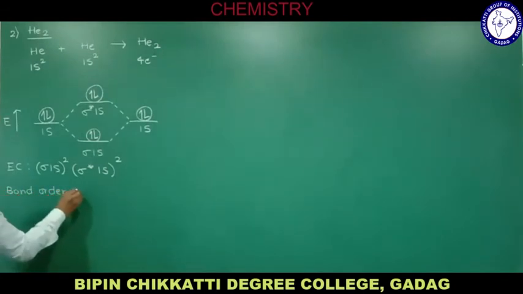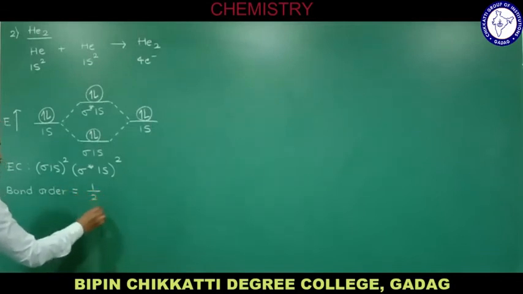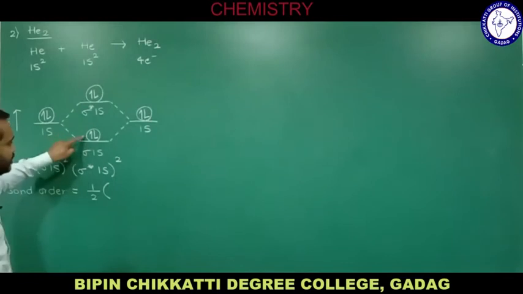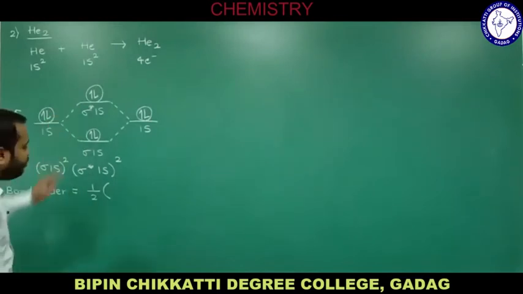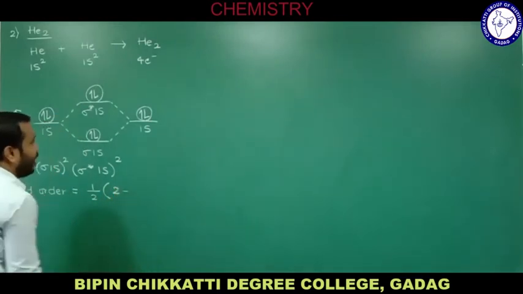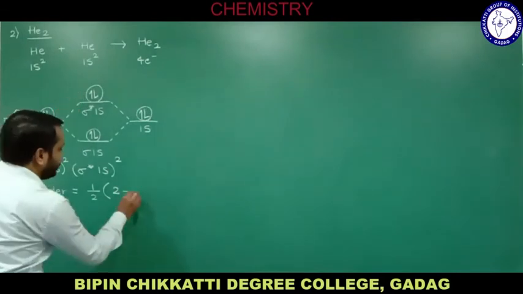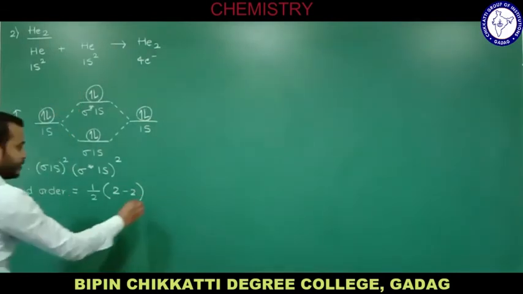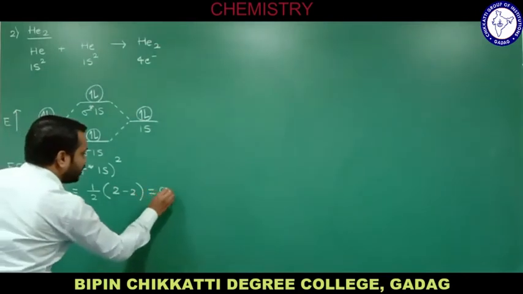Bond order is equal to 1 divided by 2 into number of electrons in BMO, this is the BMO and this is the ABMO, minus number of electrons in ABMO. In BMO we have 2 electrons, and in ABMO also we have 2 electrons. So 2 minus 2, 0 we are going to get. Therefore the bond order is 0.